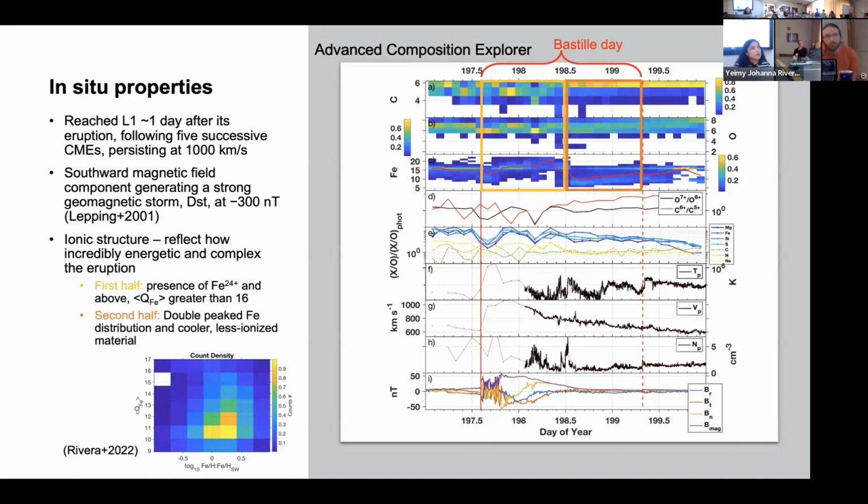Yeah, so I have, on the thermal side, like thermal helium, right? Not the energetic particles.